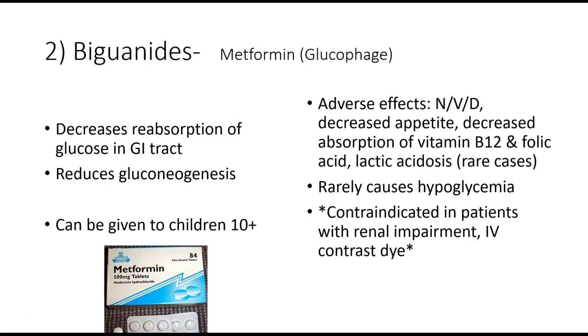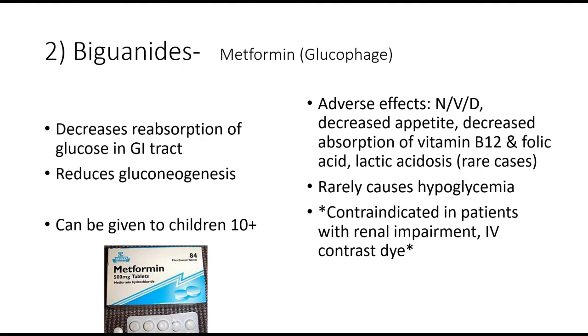Our next group is the biguanides, and our main drug is metformin or Glucophage. Biguanides are a good option, especially for children who might have type 2 diabetes or are headed in that direction. Children that are 10 years or older can have metformin. This drug has multiple formulations available. It rarely causes hypoglycemia because this drug isn't stimulating the pancreas to release insulin. It's decreasing reabsorption of glucose in the GI tract, and so the effects are mostly GI related. It's also going to reduce the amount of gluconeogenesis that's occurring.